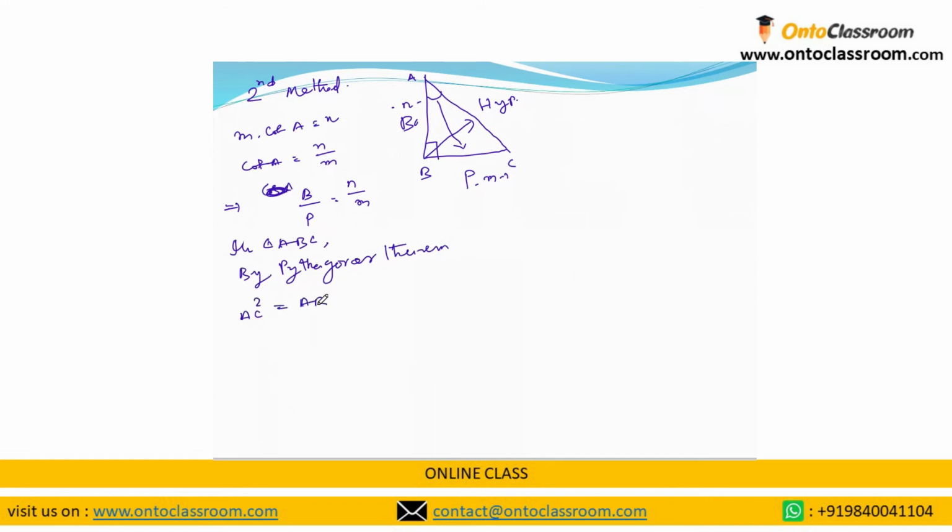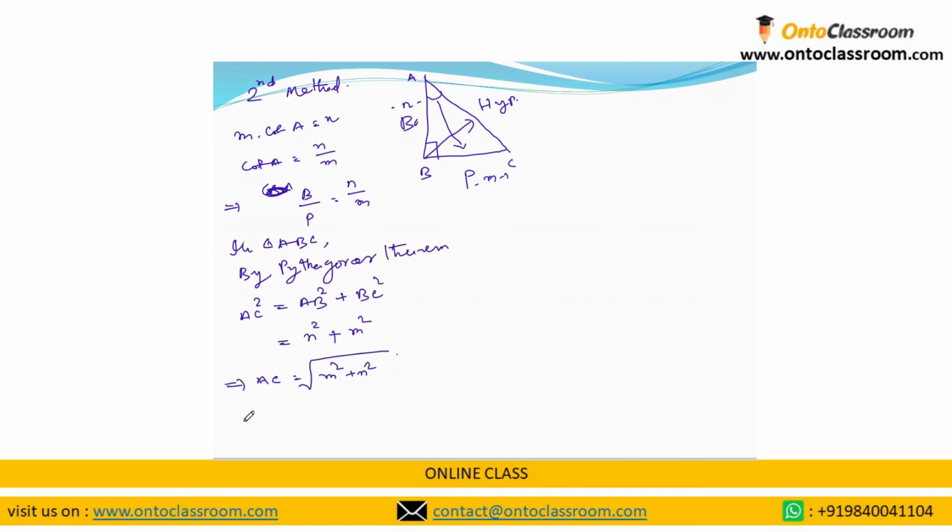Normally we can say that hypotenuse square equals perpendicular square plus base square. So here hypotenuse is AC square, base is AB square, and perpendicular is BC square. Now AB means we have n square and BC means we have m square. Therefore AC is the square root of m square plus n square.